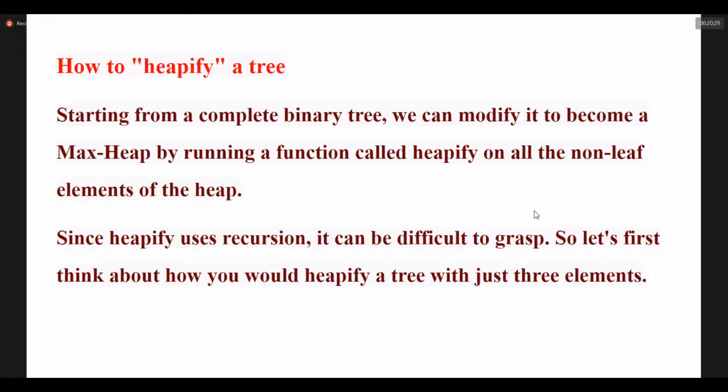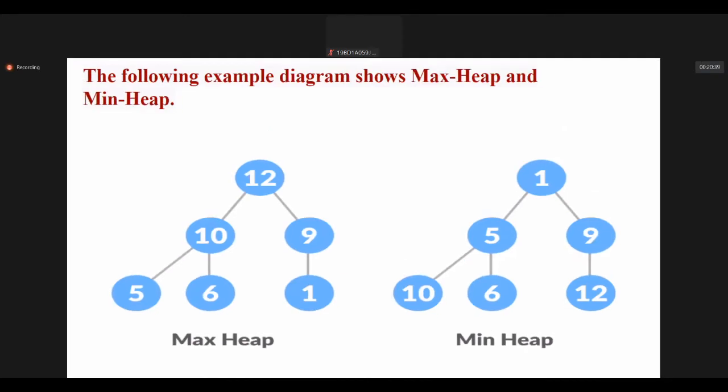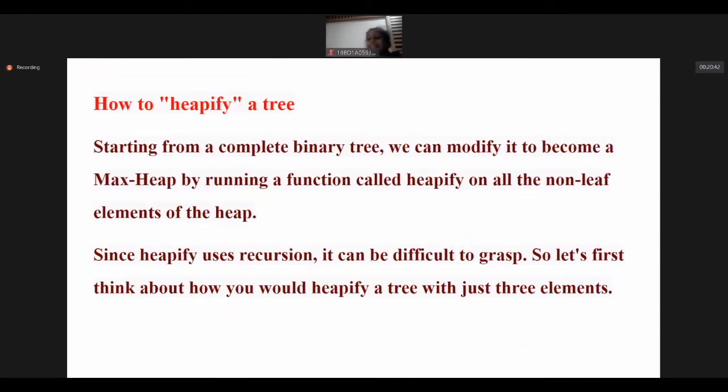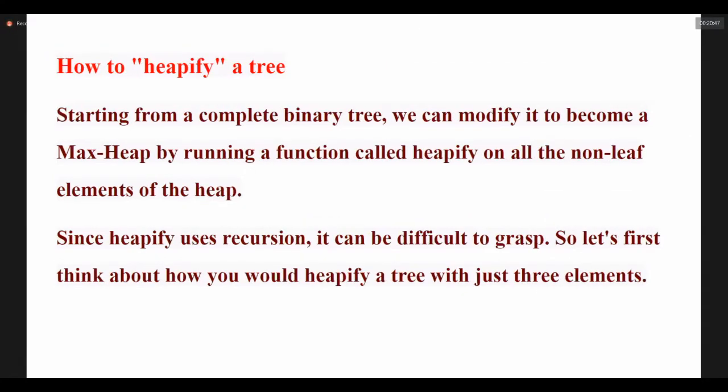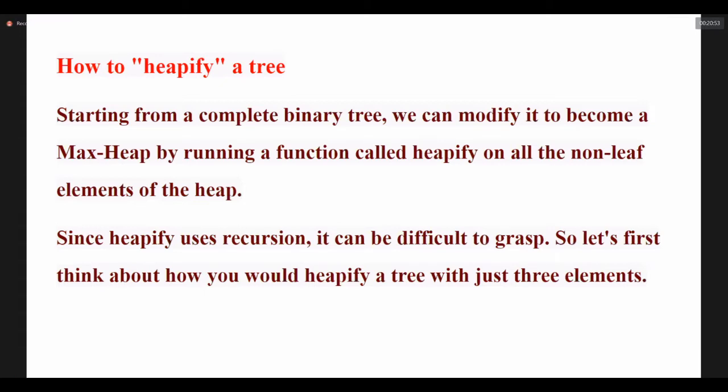Okay, let's see the next. How to make a tree a max heap, and how to make a tree a min heap? We are using heapify. Heapify makes the tree a max heap or min heap. In this example, I will show the max heap. The reverse is the min heap: instead of greater than, you take less than. That makes the min heap.